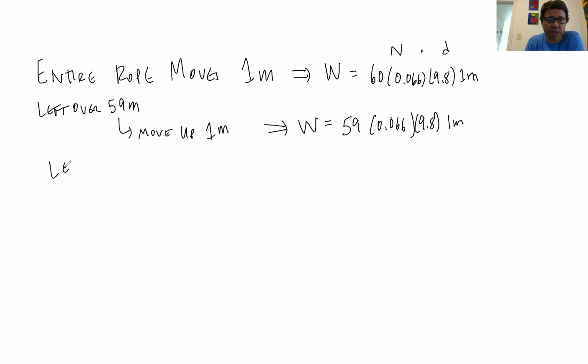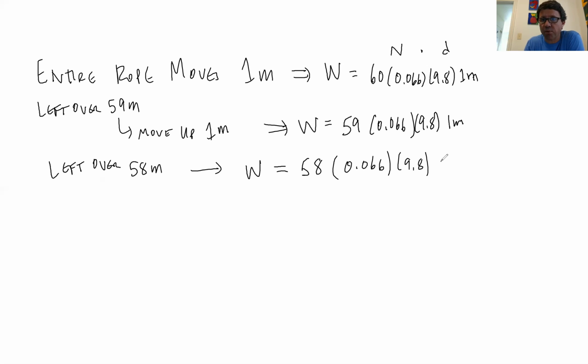So now how much is left over that I still need to pick up? 58. So 1 meter has been reeled in, another meter is reeled in, they're sitting on the ground. I now have to pull up the remaining 58. And I just repeat this process. The work for that part will be, now I have 58 meters left of rope, still has the same density, still has the same gravity, and I will move it 1 meter. So it's like 1 meter, 1 meter, 1 meter, and each time the rope is getting shorter and shorter and shorter. So the amount of work I have to do for that 1 meter is less because there's less rope hanging. And that's about as simply as I can describe it.